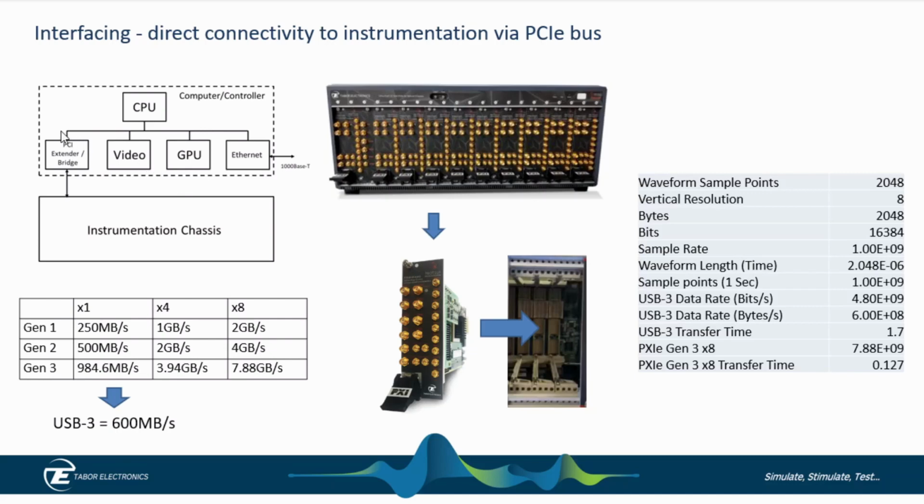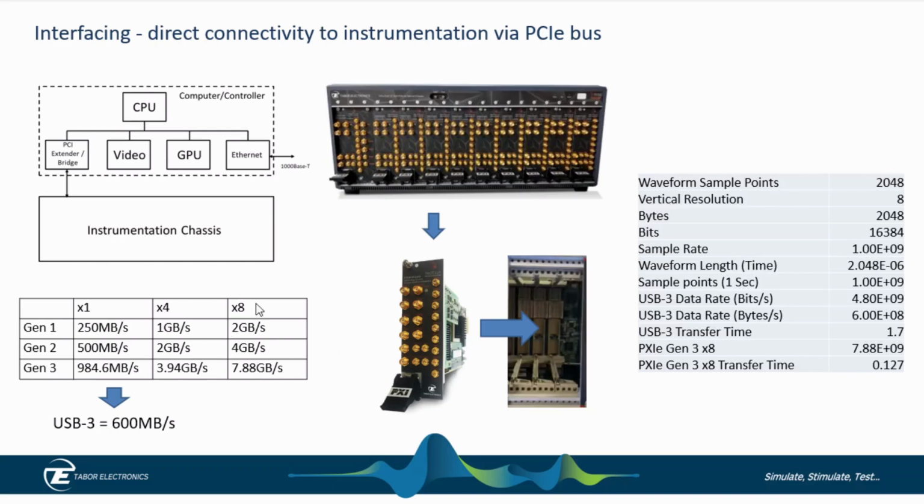What we do is there's a card that sits in here, and it's called a PCIe extender bridge, and it extends this bus out into an instrumentation chassis, and this is what an instrumentation chassis looks like. If I pull one of these instruments out here, and you take a look at the backplane, you can see we've got all the lanes. This line here is PCIe, and it's got 8 lanes. So there's 8 twisted pairs of wire essentially feeding this instrument.